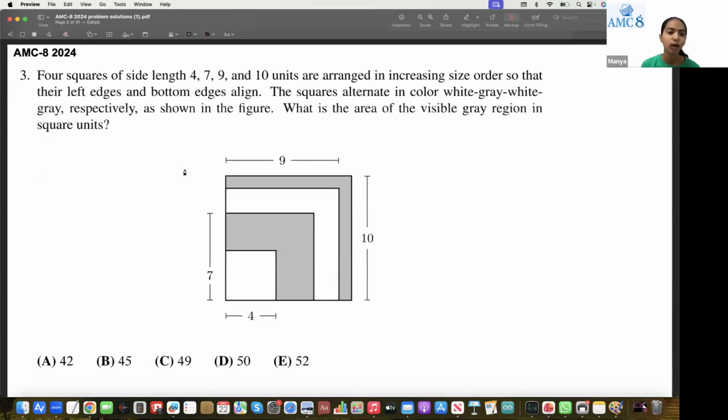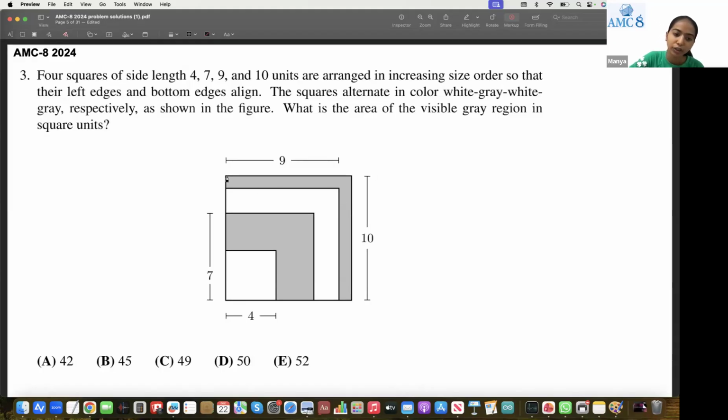Problem number 3. Four squares of side length 4, 7, 9, and 10 units are arranged in increasing order so that their left edges and bottom edges align. The squares alternate in color, white, gray, respectively, as shown in the figure. What is the area of the visible gray region in square units? So there's going to be two solutions for this answer.